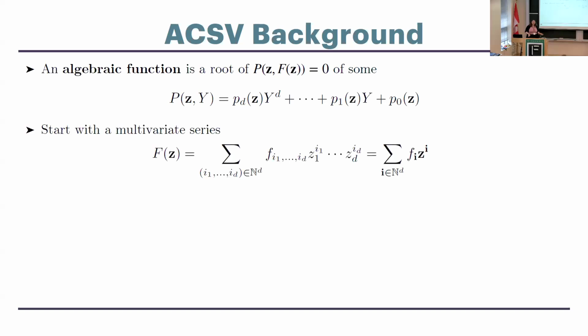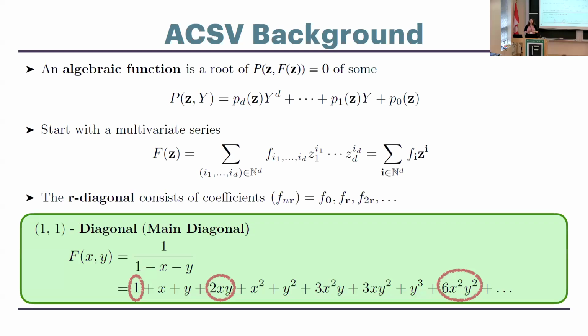If I start with a multivariate series, Andrew mentioned this in his talk, we do need to look at a diagonal. I'm also going to be talking about diagonals for looking at embedding stuff, so I really want to make sure that this definition is clear. Say I'm looking at an r-diagonal. This, for example, is the main diagonal, that 1, 1 direction. So the direction is 1, 1.